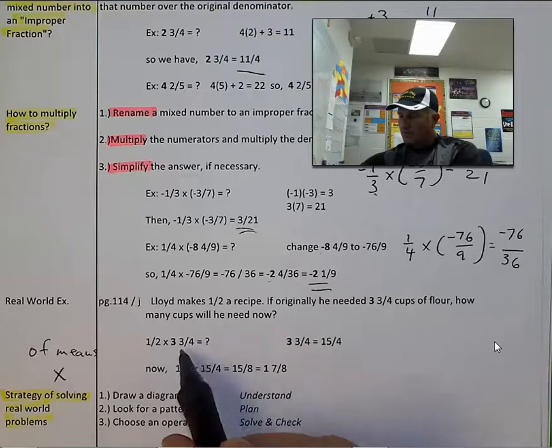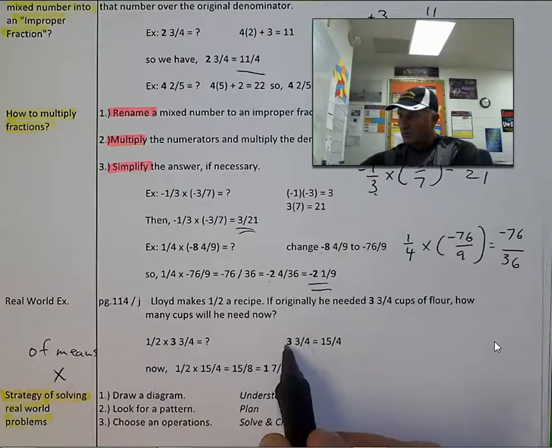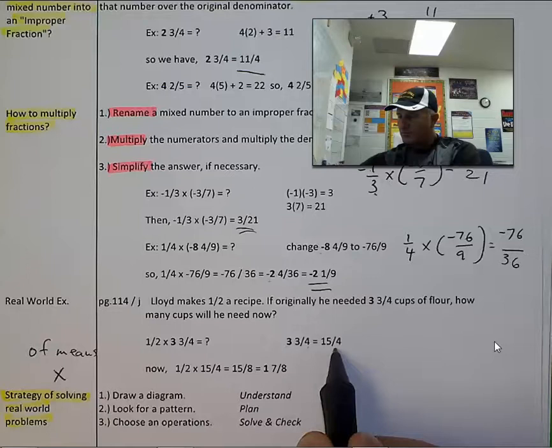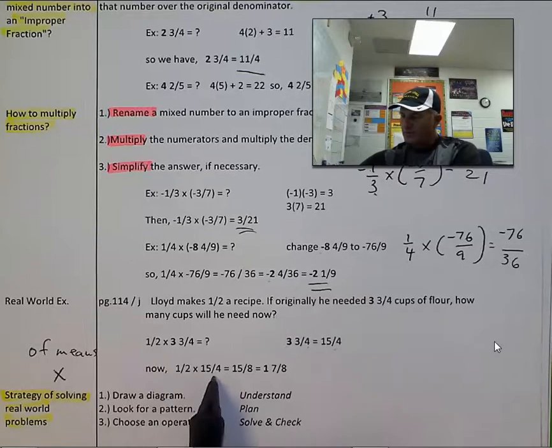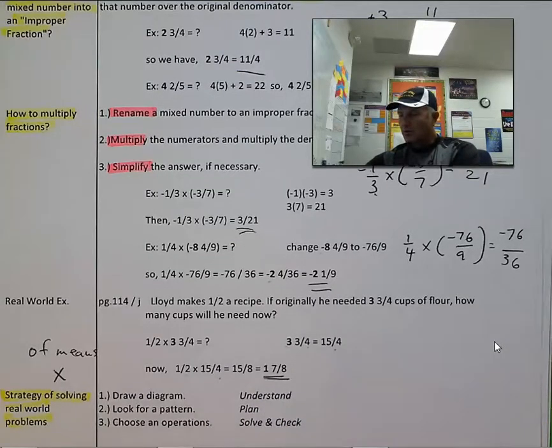So 1/2 times this, well, we got to make this improper, right? 3 times 4 is 12, plus 3 is 15 over 4. So 1/2 times 15 over 4. 1 times 15 is 15. 2 times 4 is 8. 8 goes in there 1 time with the remainder 7/8. You need 1 7/8 cups of flour.